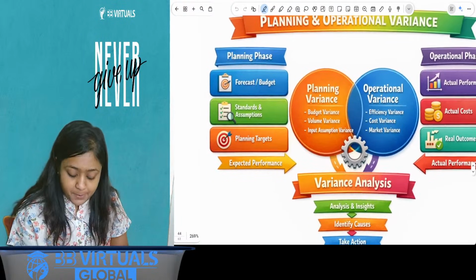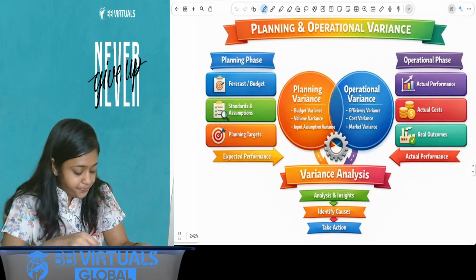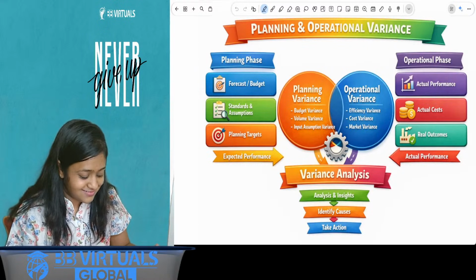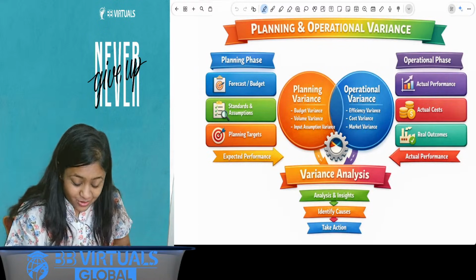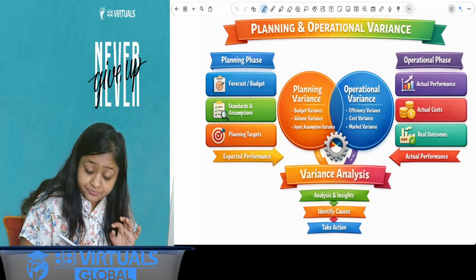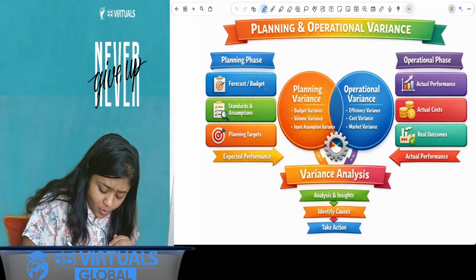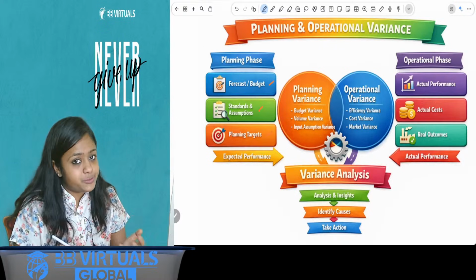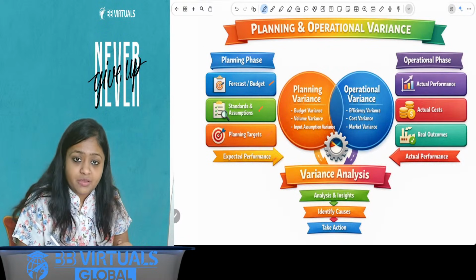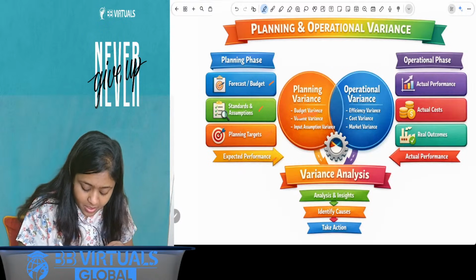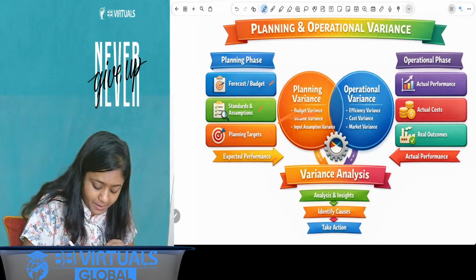So now when I say planning variance and operational variance, it's a good chart that I've got. Right? Looks so colorful. Now look here. The planning phase relates to forecasting of budgets, standards, assumptions, planning targets, and the expected performance. So planning variance means what? You are basically considering a budget variance.